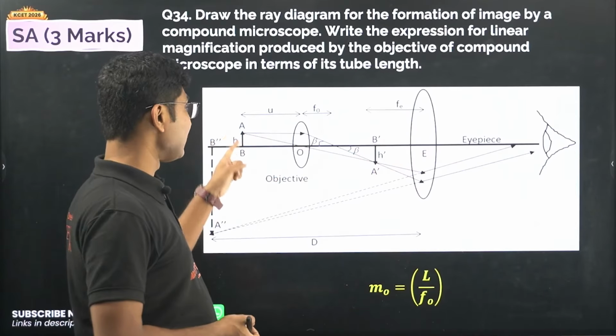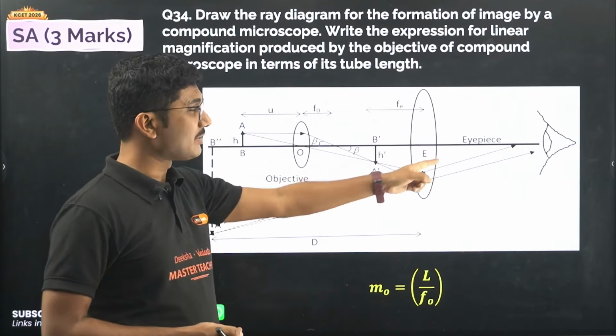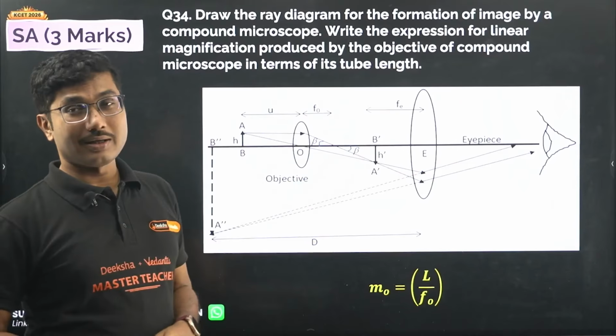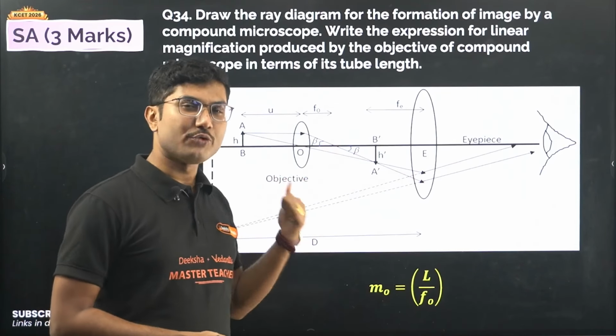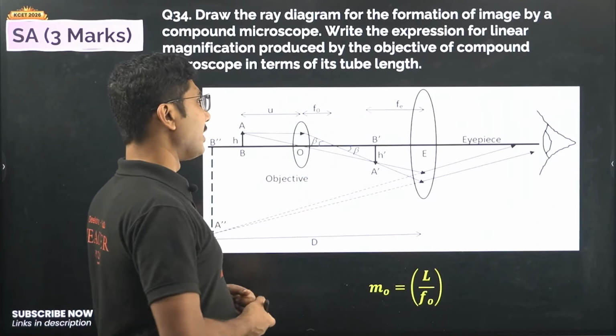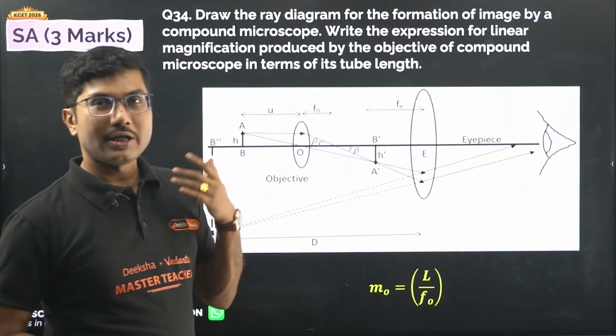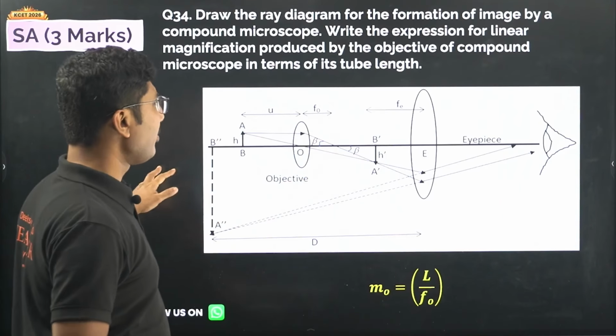two lenses should be there. The first lens forms one image, and the second image is drawn by the second lens. So you need to practice this diagram if you are attempting this in your board exam. Okay, but in my opinion, you should avoid this type of question.